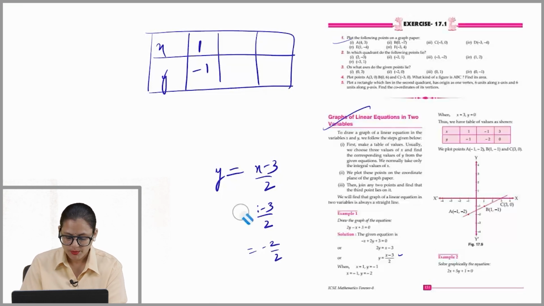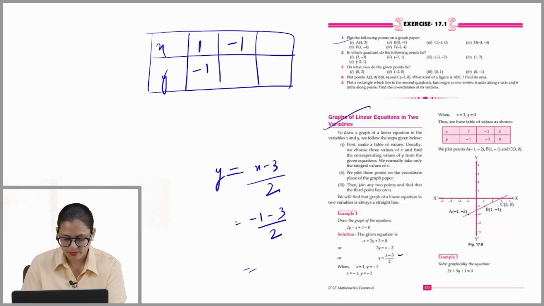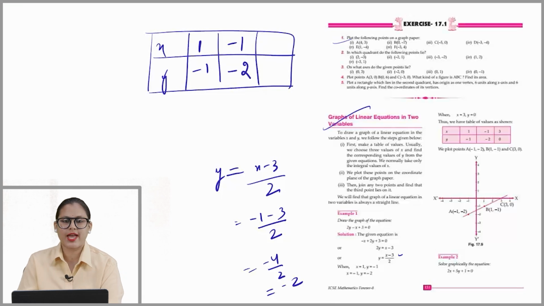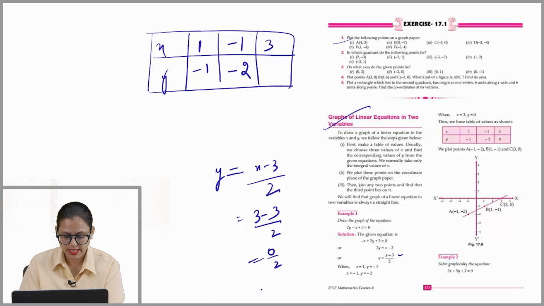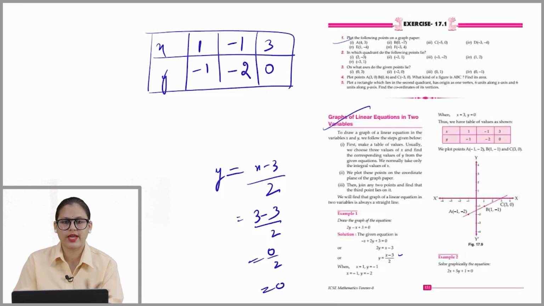Okay. Now, put the value of x as minus 1. Minus 1 minus 3 upon 2, minus 4 by 2 and the answer is minus 2. So, you will get the value of y as minus 2. And if you put the value of x as 3, so what will you get? 3 minus 3 by 2, that is 0 by 2, that is 0. So, here you will get the points of x and y.